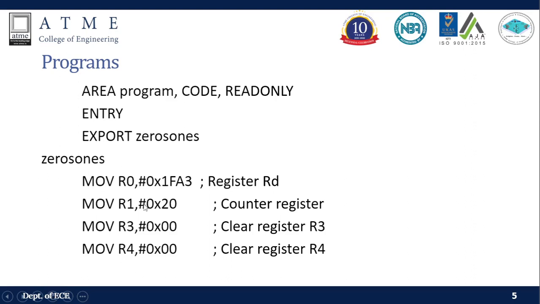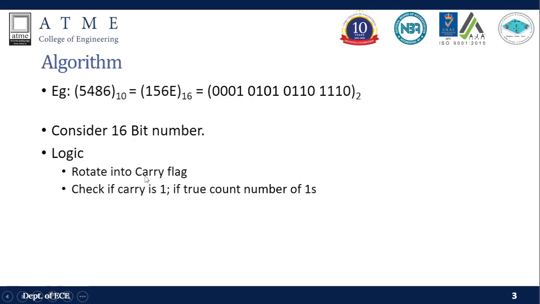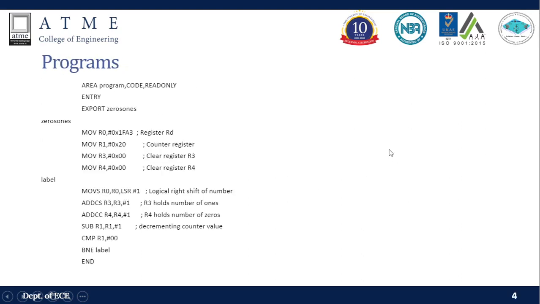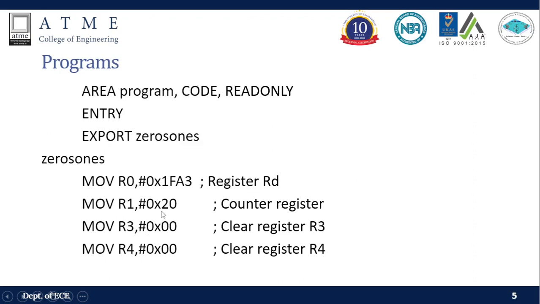we have to actually talk about a number. In this case, we are talking about a 32-bit data. So if it is a 32-bit data, the number of rotations that you have to take is going to be 32. And 32 when converted into hexadecimal is nothing but hexa 20. So hexa 20 is nothing but decimal 32. So we are going to load hexa 20 or decimal 32 into register R1. This is the register which will keep count of the number of rotations.